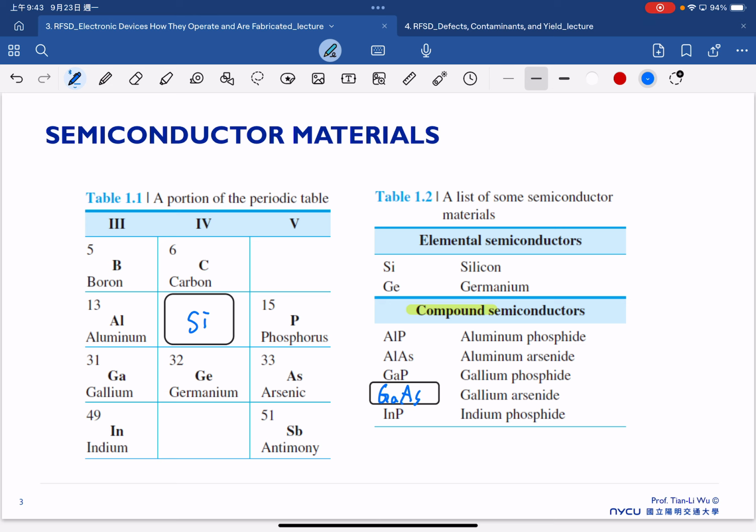And also one of the compound semiconductors that is already in our daily life electronics, which is gallium arsenide. Gallium arsenide has already been commercialized. In your cell phone, you actually already use gallium arsenide high frequency electronics. And there are also some other materials, for example, indium phosphide. That's also very promising for high frequency applications.